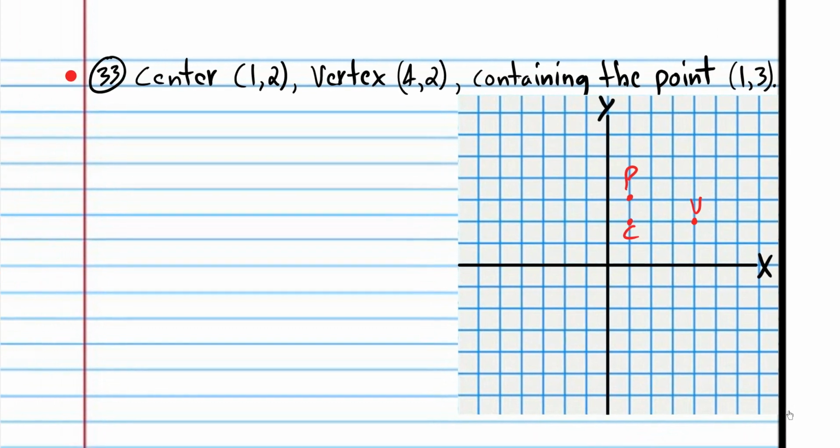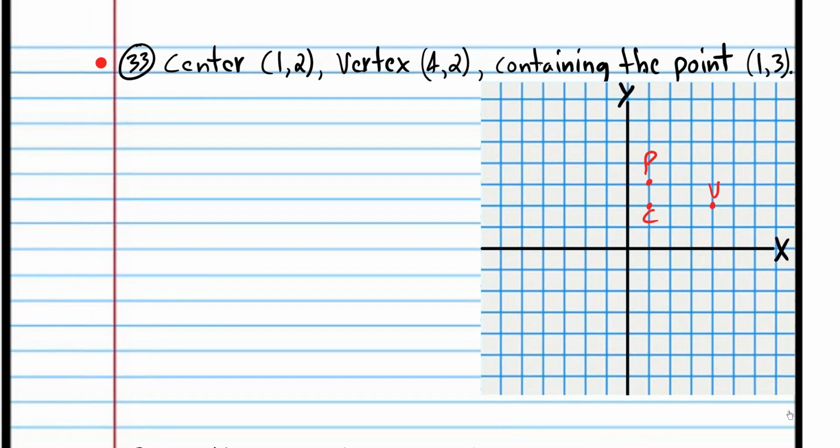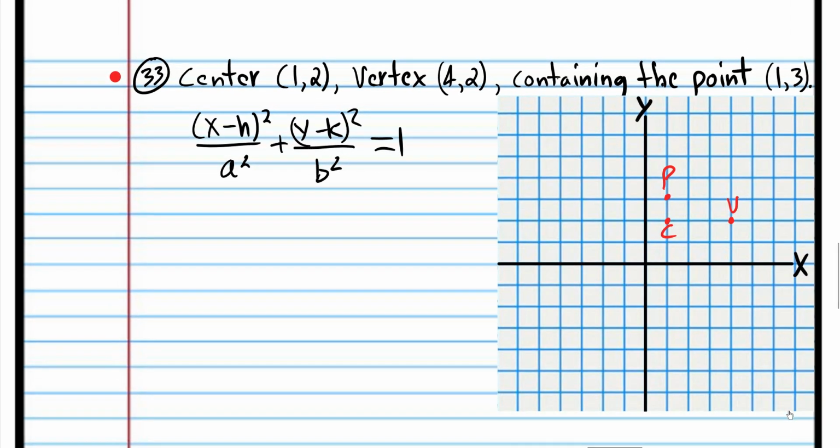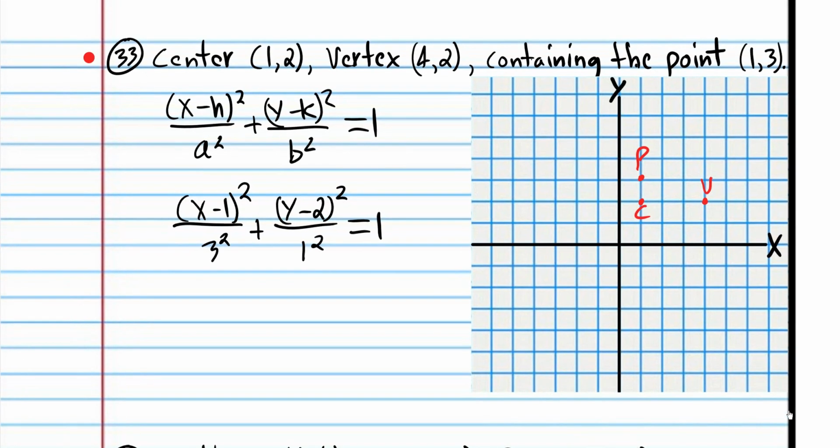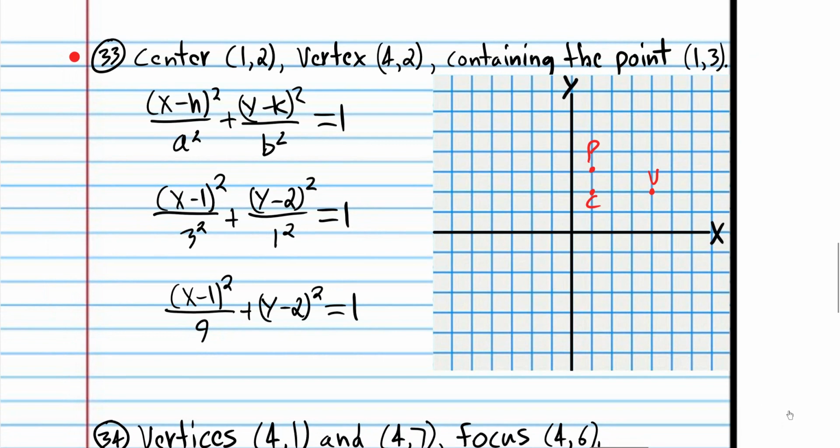So we can see that A is 3 and B is 1. So we can just write the equation immediately. And this is going to be a horizontally orientated ellipse. So the A squared term goes below the x minus h squared. The center, we're given the center, x minus 1 and y minus 2. And A is 3, that's the distance from the center to the vertex, and B is 1. So pretty easy to do this problem. y minus 2 squared equals 1. So we have the equation.